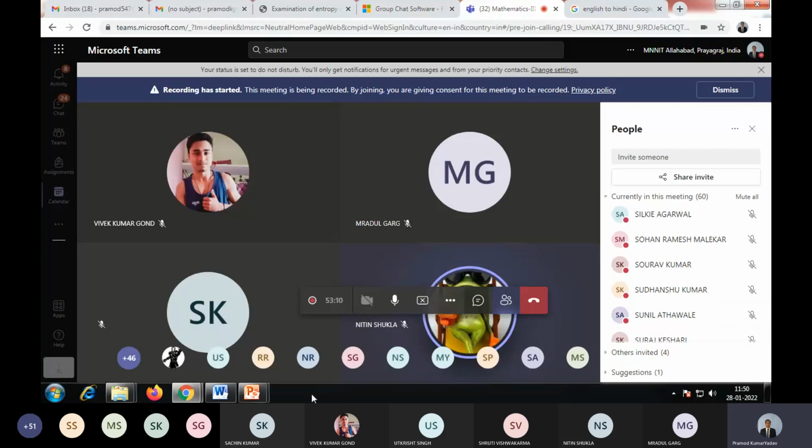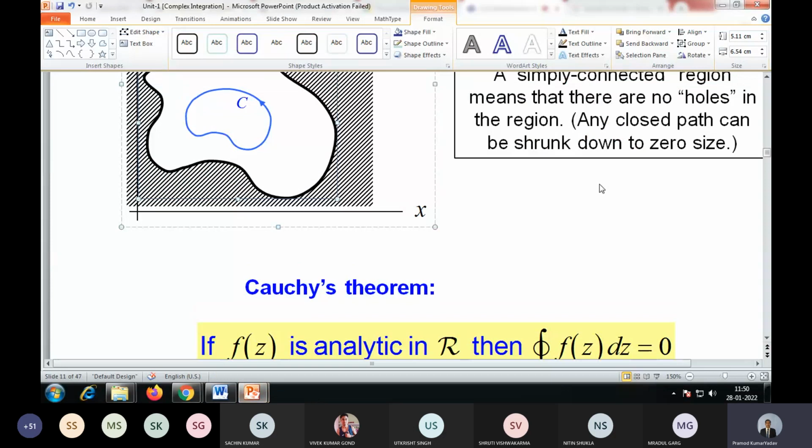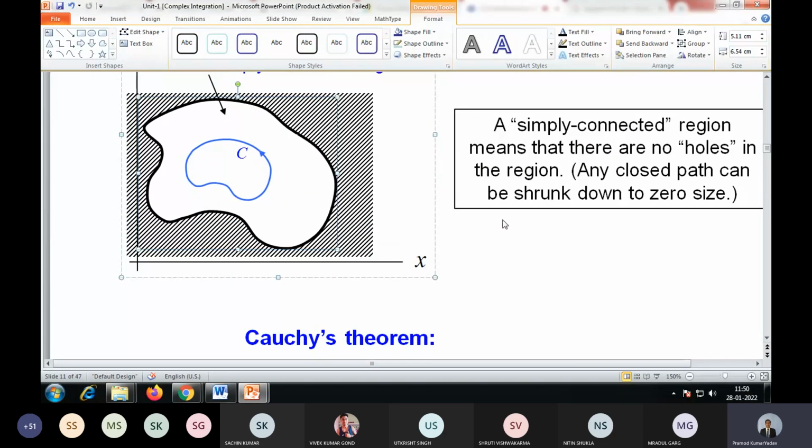So if this point is clear, then use this theorem and give me the answer: the value of integration of z square dz over a region R, okay, we took R, we made it C, so the value of integration of f(z) dz over the closed curve C, what will its answer be? Nitin, tell quickly.